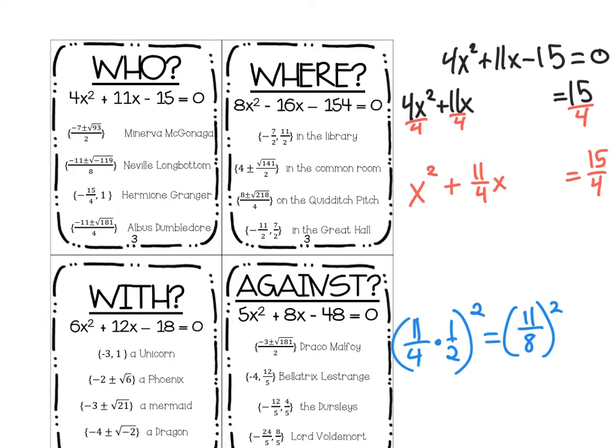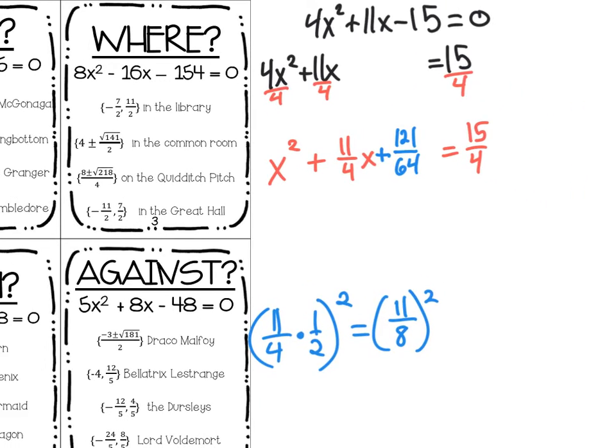Whenever you're multiplying fractions, you go left to right. So 11 times 1 gives me 11. 4 times 2 gives me 8. So that's what I have to square. So I will get 121 over 64. When you square a fraction, you square the top and square the bottom, and it is positive. Whatever I do on one side of the equation, I need to do on the other.